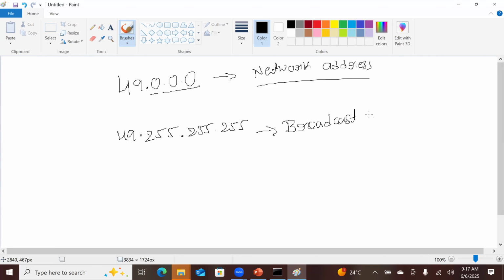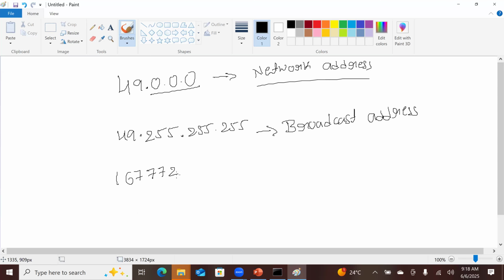Broadcast address. And we never assign this address to any host. We never assign 49.0.0.0 to any host, and we don't assign 49.255.255.255 to any host either, because one is the network address for the 49 network, and the other is the broadcast address for the 49 network. They are reserved.